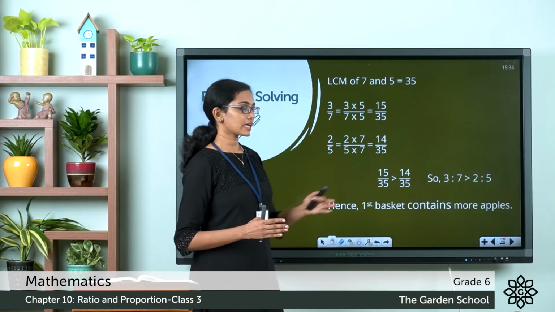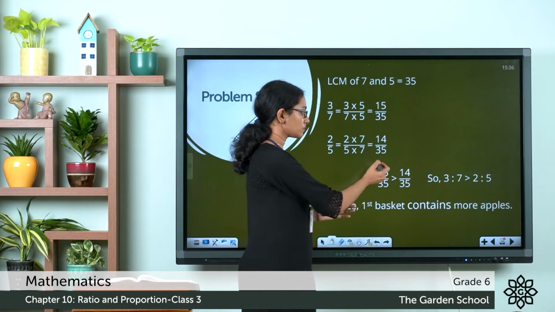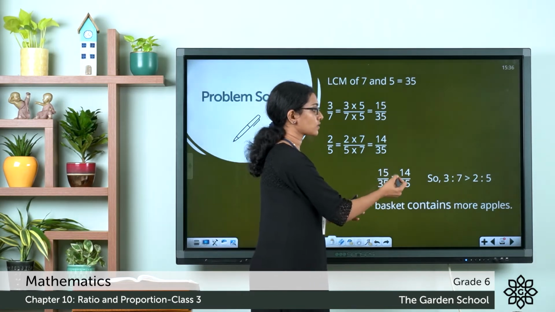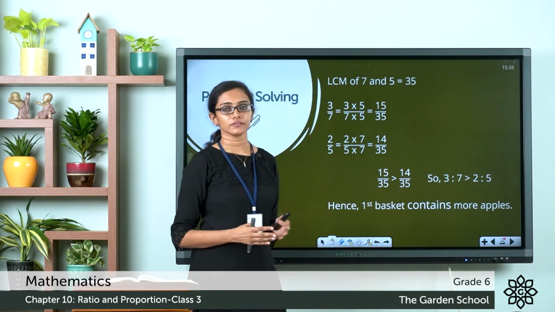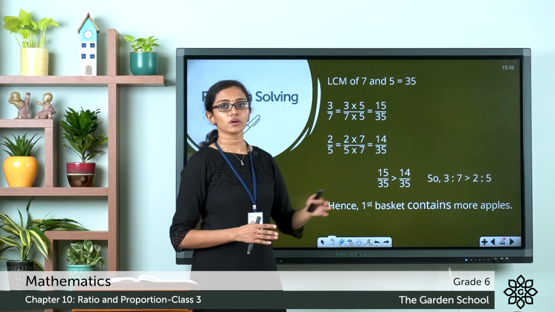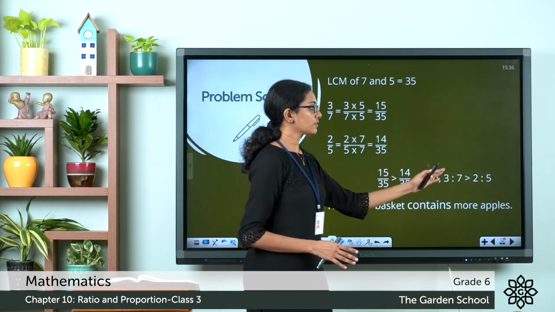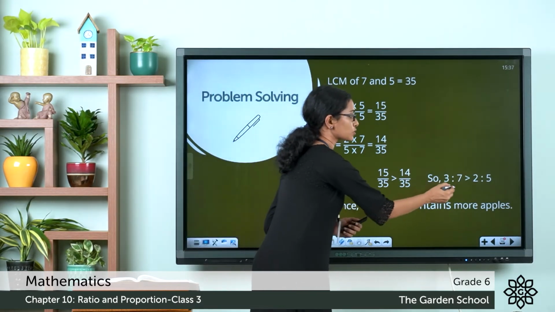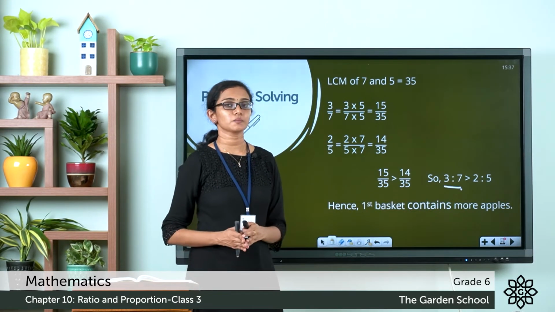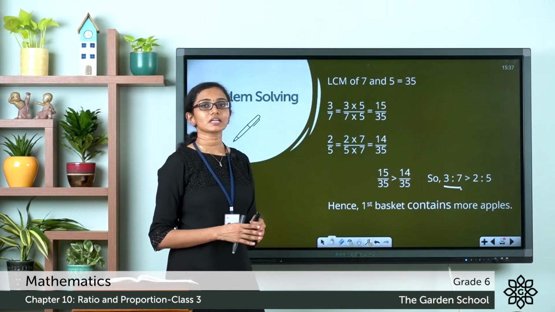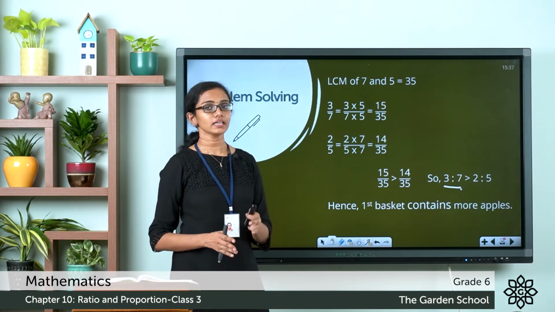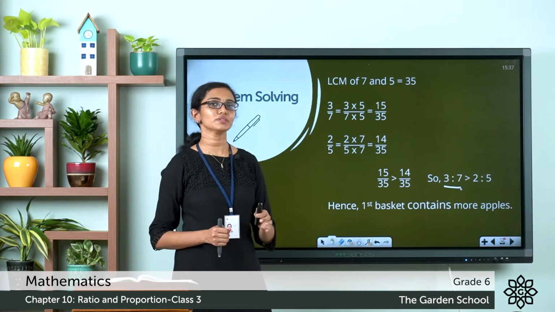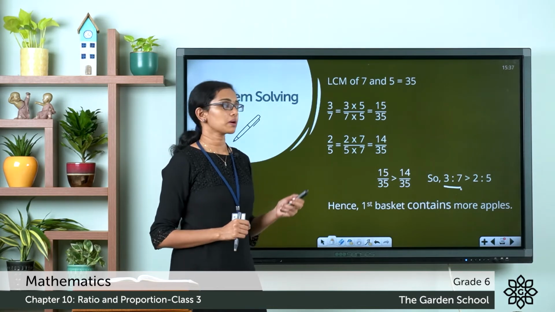So, when you compare the like fractions, you can see that 15/35 is greater than 14/35. So, the corresponding ratio 3:7 will be greater than 2:5. And the ratio 3:7 corresponds to the first basket. So, the first basket contains more apples than the second basket. So, I hope this question is clear to you. We will see one more question.